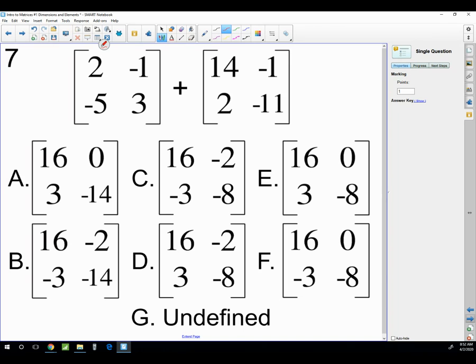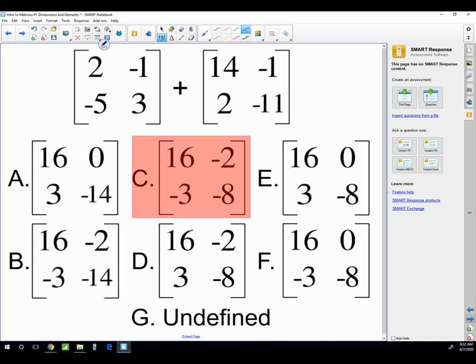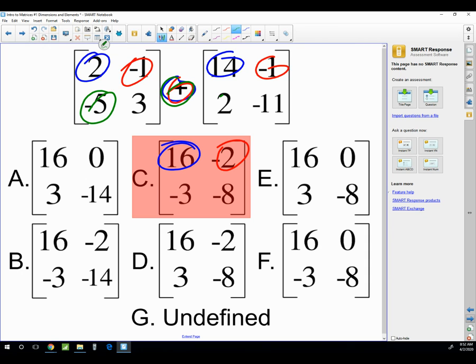See if you can guess the answer. On a quiz or a test one day, this would probably be a written problem. It doesn't bode well for multiple choice, but that's what we have here. All right, the answer is C. Just simply 2 plus 14 is 16. -1 plus -1 is -2. -5 plus 2 is -3. And 3 plus -11 is -8. It's just that simple. It's just corresponding elements get added.